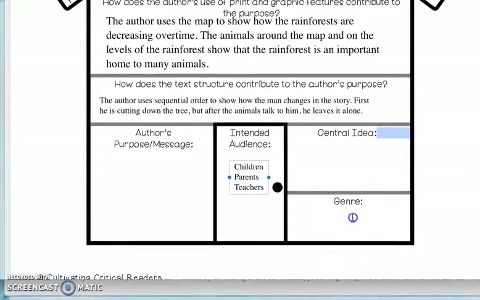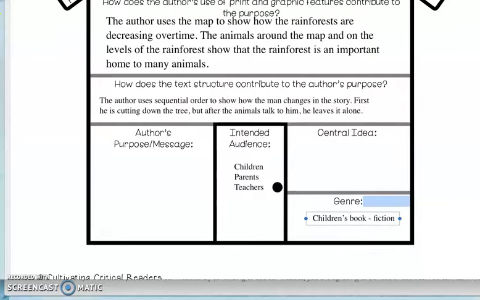And that also leads into genre. This is a children's story. It's a children's book, so the genre would be fiction. So make sure you have something along those lines. So now we're getting really close to figuring out the author's central idea and the author's message.